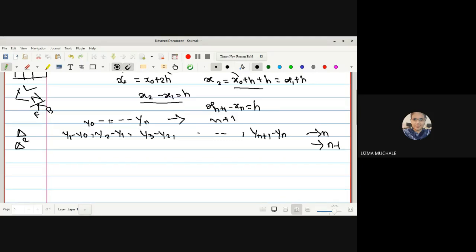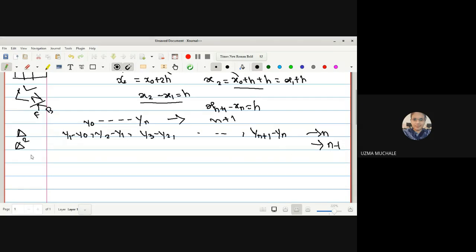Initially we have y0, y1 up to so on yn, that is n plus 1 values. Now this is y1 minus y0, y2 minus y1, y3 minus y2 up to so on yn plus 1 minus yn. So now we have n values, and in the second forward difference formula we will have n minus 1 values.